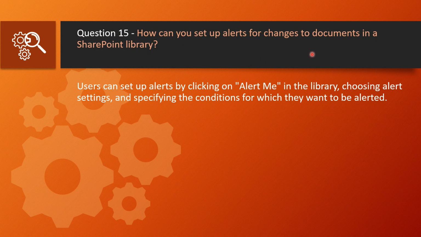How can users set up alerts for changes to documents in a SharePoint library? The user wants to know if any change happens in a document, so an alert should be received by him. For that there is a feature in the document library, Alert Me, that the user can set. Here the user needs to choose the alert settings and specify the condition for which they want to be alerted, meaning on a new document, any modification, or any deletion of a document. Whatever activity happens, the user will receive that alert in the mail.